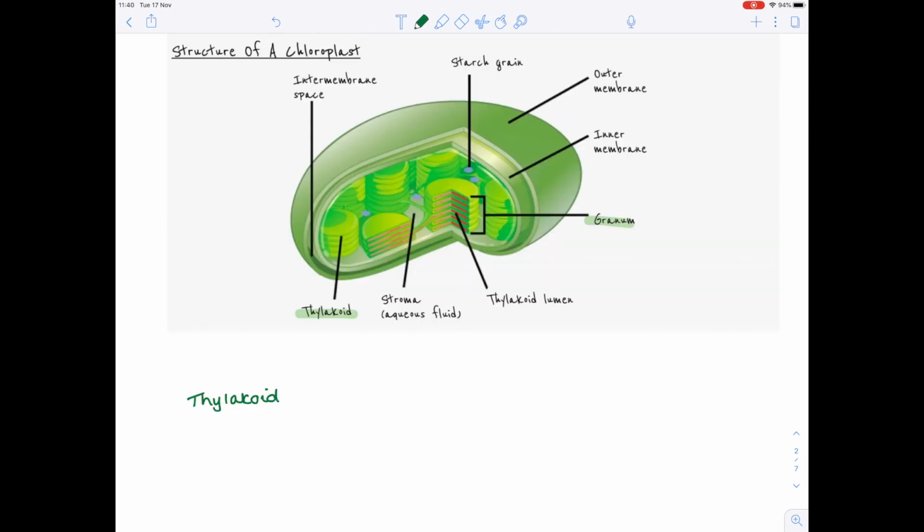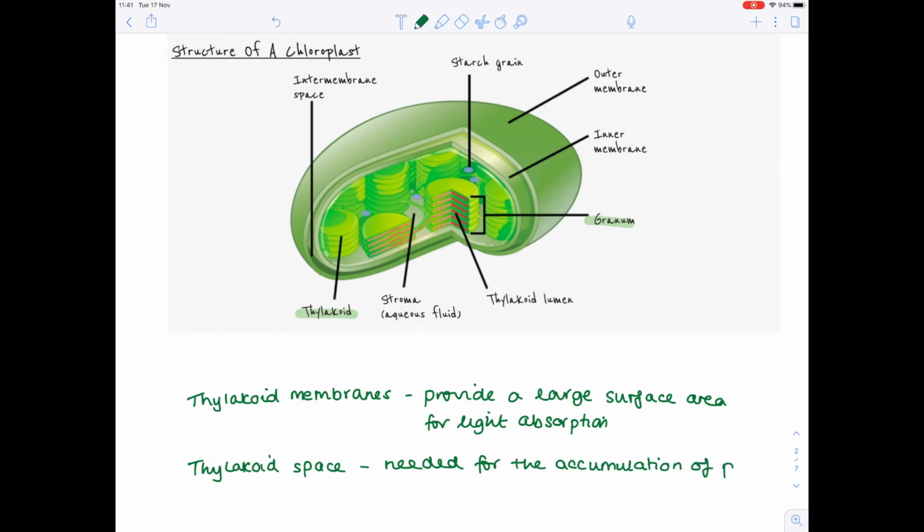So we're going to start by making notes on thylakoids. So let's start by describing how the thylakoid membranes are adapted. So they provide a large surface area. And because the thylakoids are sac-like in shape, it means that they have an inside space. And that's needed for the accumulation of protons, and I promise I'll explain why that's important later. We'll just add a note here that's saying that granum is a stack of thylakoid membranes.